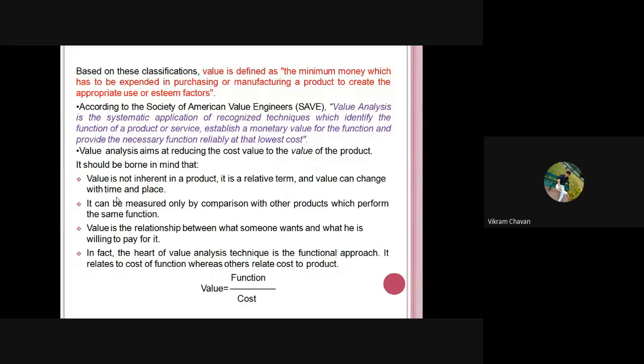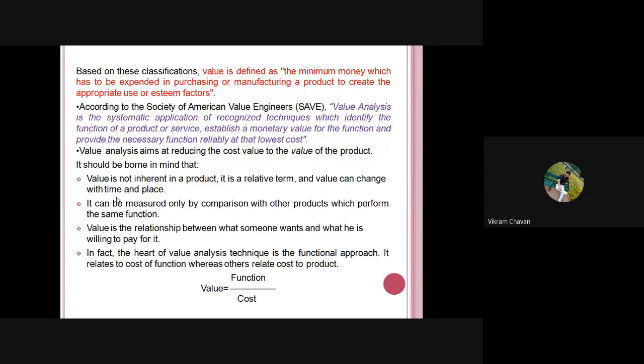Then the buyer of the Samsung mobile will say that yes, the Samsung mobile has more value compared to the Apple mobile, because it is providing the same features at a lower cost. So that is nothing but valuation.